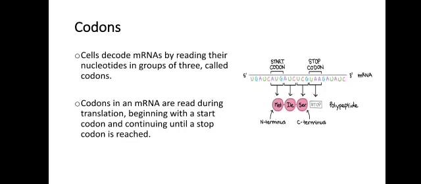Codons in an mRNA are read during translation, beginning with a start codon and continuing until a stop codon is reached. For example, in the picture, you can consider a codon if you see a sequence of three nucleotides that corresponds to a specific amino acid. In the picture, you see AUG, which consists of adenine, uracil, and guanine. So there are three bases in a group, and that is called a codon. That codon AUG corresponds to the amino acid methionine, or a start codon.